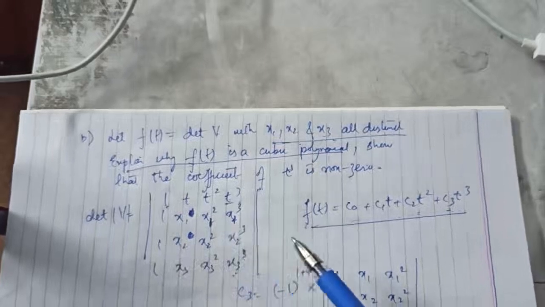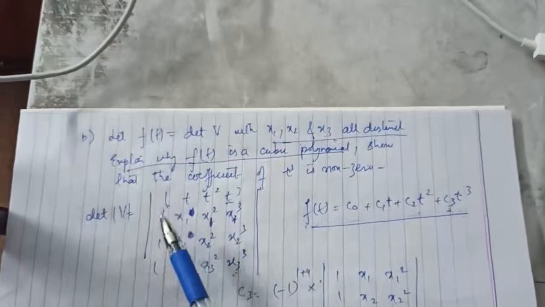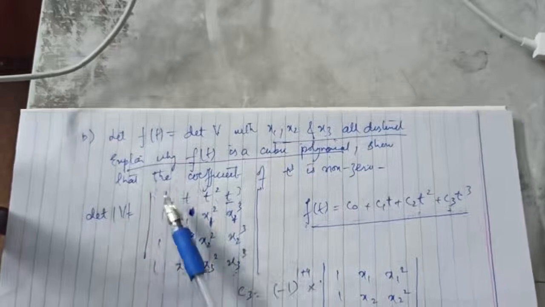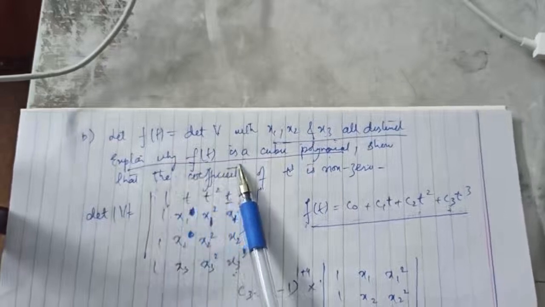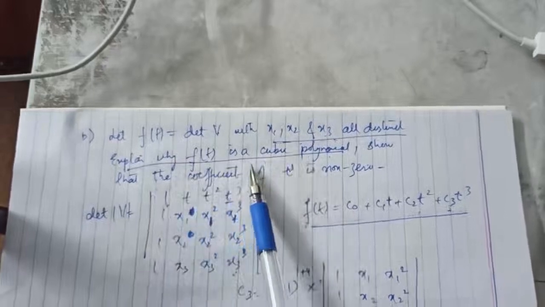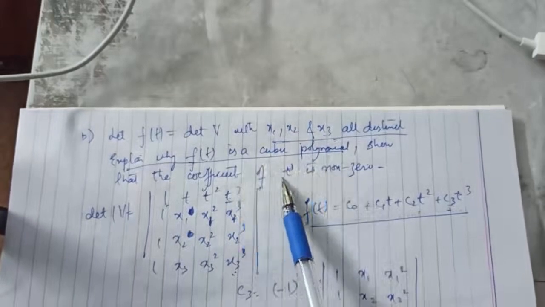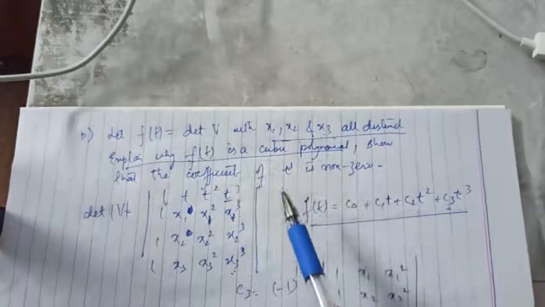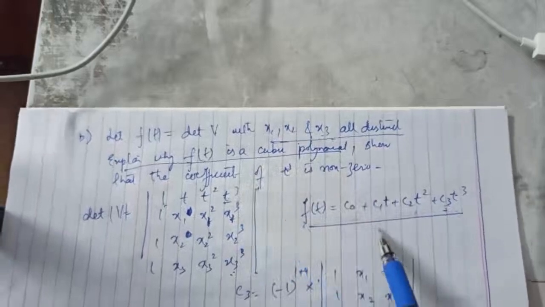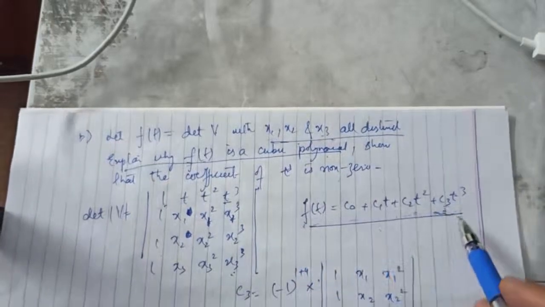Now, this question didn't ask us to calculate all the coefficients. It just asked us to explain why f of t is a cubic polynomial, and show that the coefficient of t cube is non-zero. So if we have to show that f of t is really a cubic polynomial, we need to show that c3 is actually non-zero, right?